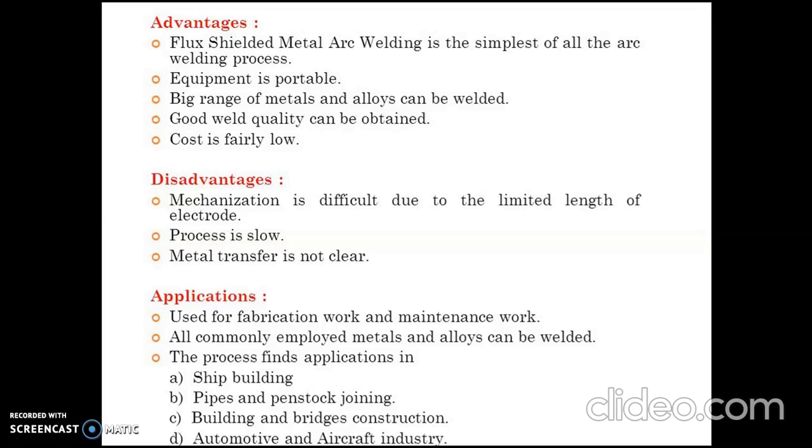Among the advantages, shielded metal arc welding is the simplest of all types of arc welding processes. The equipment is portable, and a big range of metals and alloys can be welded. Weld quality is very good and cost is fairly low. About its disadvantages, mechanization is difficult due to the limited length of the electrodes, the process is slower compared to other arc welding processes, and metal transfer is not clear.